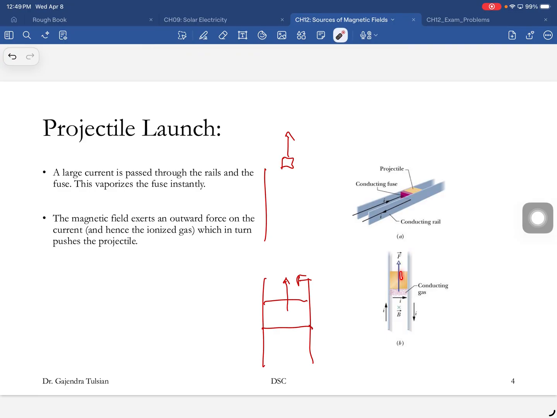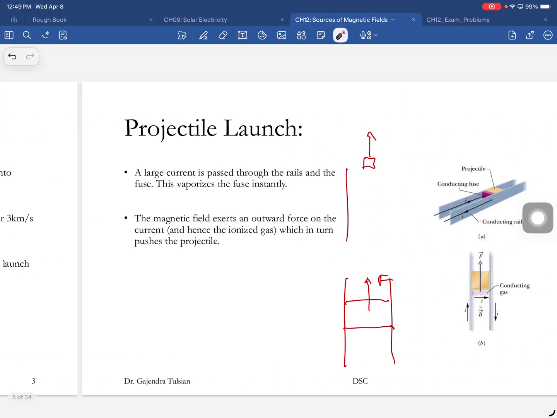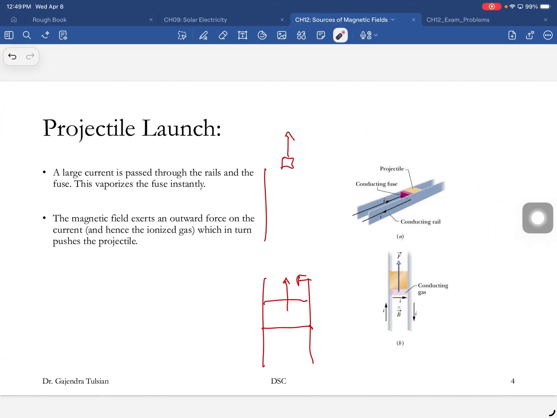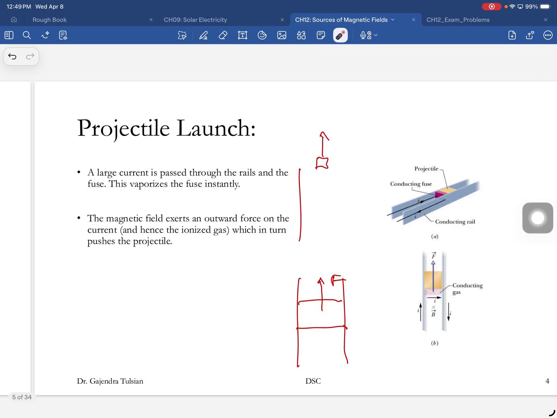All right, how does it apply such a large force? So, by the way, there's the payload. It applies this kind of force for about a millisecond, and it's coming out at 10 kilometers a second. What is the escape velocity from Earth? 11 kilometers a second. So it can launch stuff into space. Okay. So how does this work?